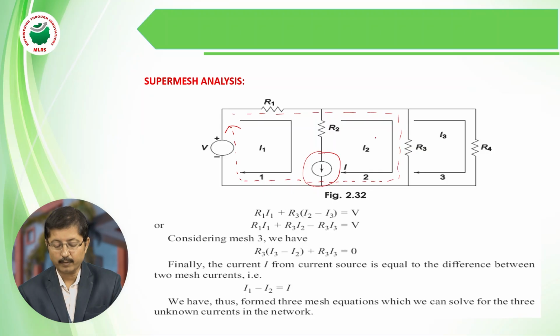Here the usual approach is not applicable. Whenever the current source is present in between the two loops, we are not going to apply KVL in this loop and in this loop separately. Directly we have to apply KVL around the dotted line, and this dotted line indicates that it forms a super mesh.